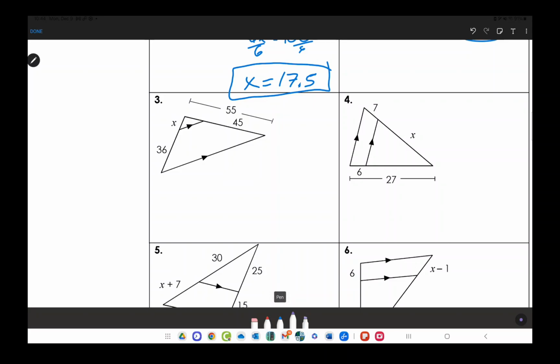Number 3, we do need to find my segment here, which is just the difference between 55 and 45, so 10. And we set up our fractions. We have x over 36. We can reduce 10 and 45. Both being divided by 5 is 2 over 9. And again, we can use the shortcut. 4 times 9 is 36, which means x is 4 times 2, so x is 8.